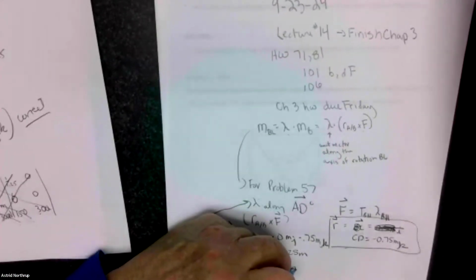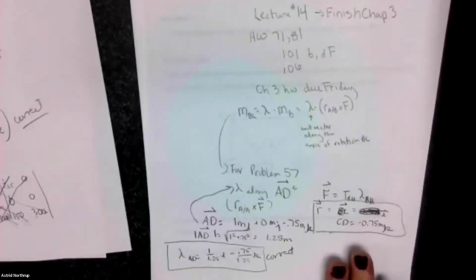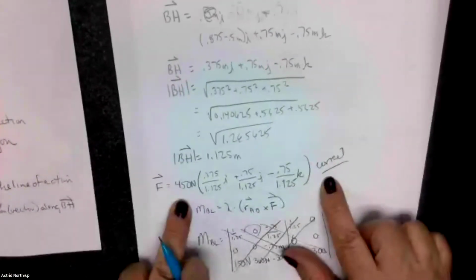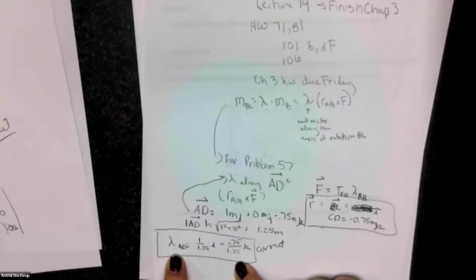And this is correct. But this, oops, you need to see this big, sorry. Okay, so on my work here, this is correct. This is my F. It's going to go into the determinant. This is correct. This is lambda along vector AD.